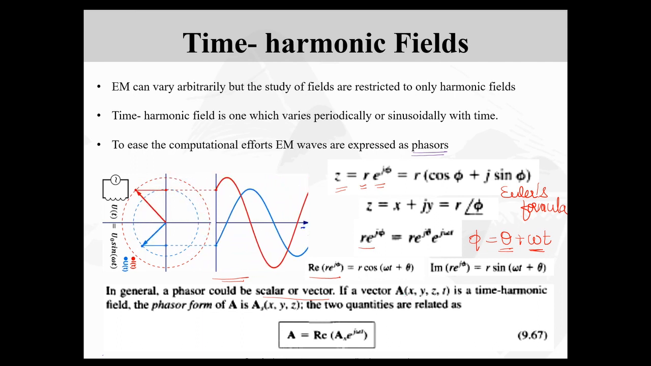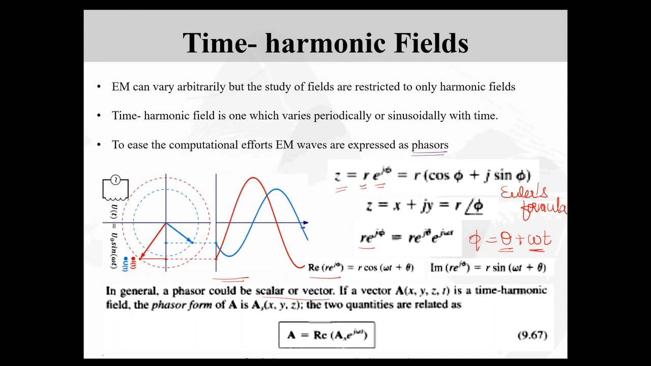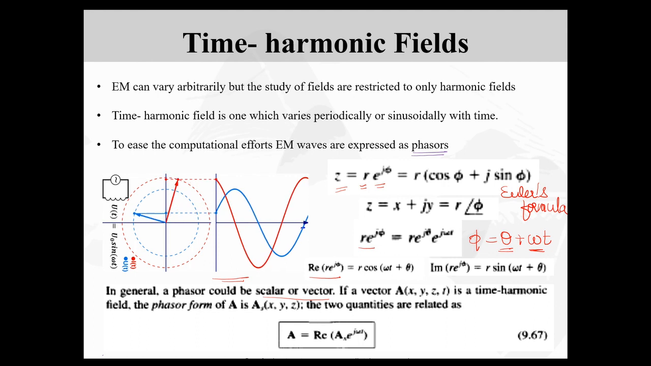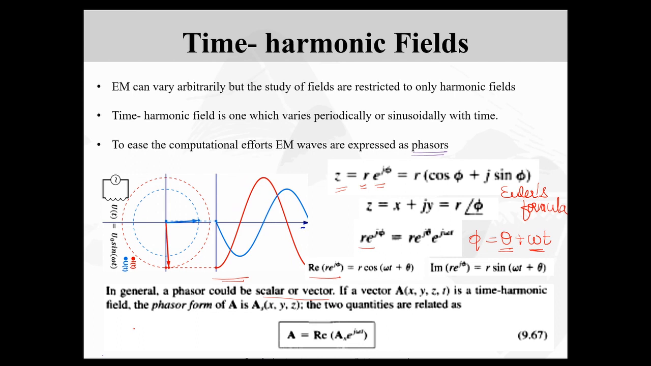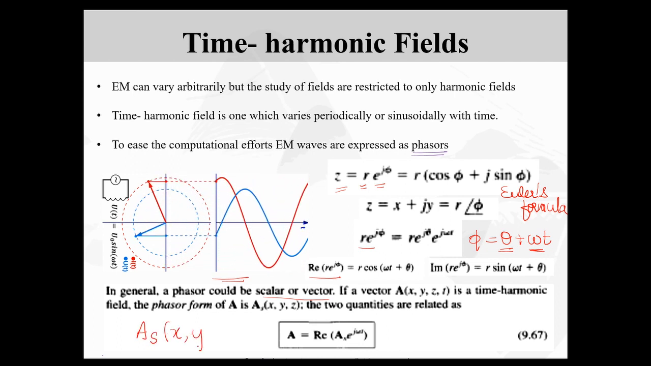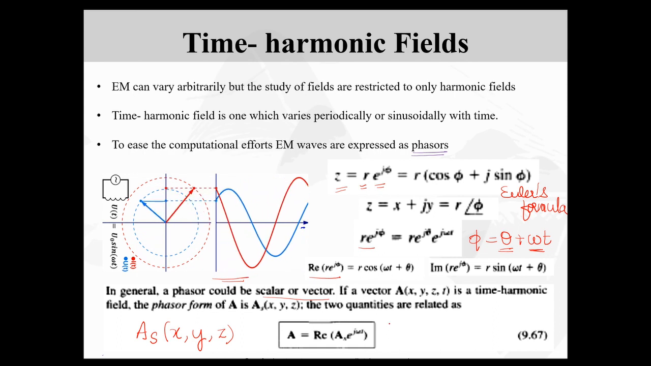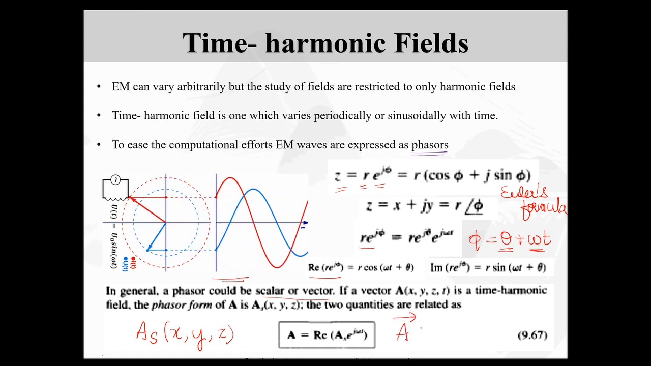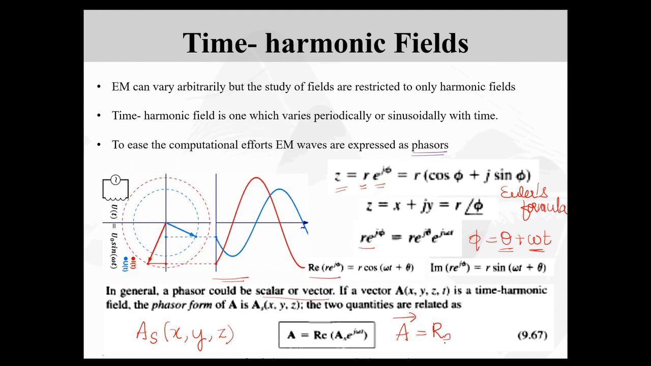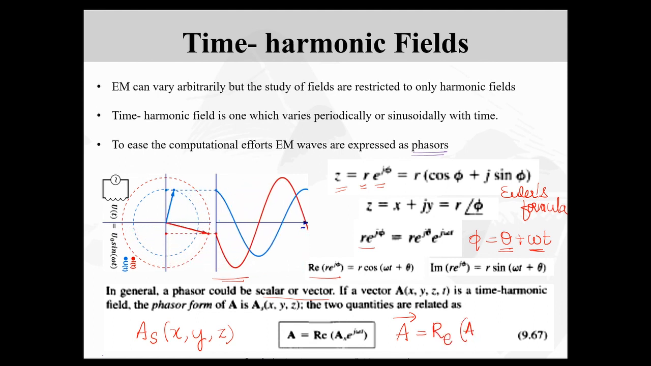So in general, a phasor could be a scalar or a vector. If vector A, which is a function of all three positional variables x, y, z, and of time, is a time harmonic field, the phasor form of A is represented as A suffix s, which is a function of only the position x, y, z, while the variation with respect to time is implicit. Therefore, I can express any vector A as the real part of A s into e to the power j omega t.